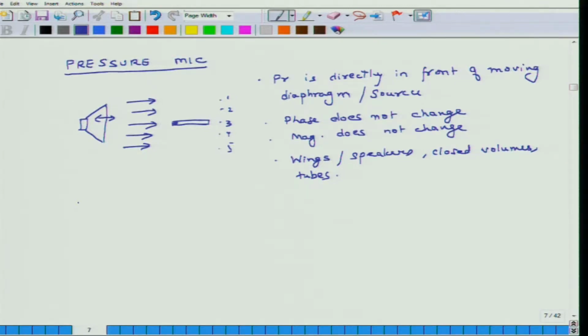Then the second category is free field mic. This is the second category. Okay. So here I can have a microphone. This is my microphone. And the source may be here.